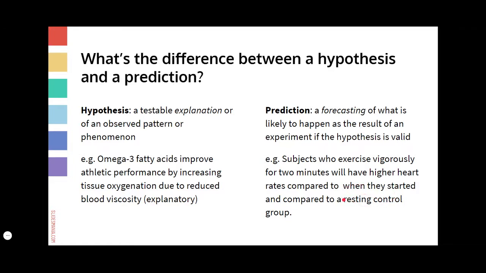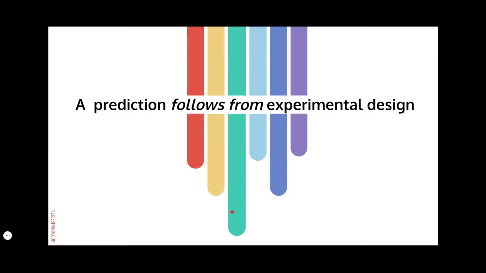So let's look at these two things, hypothesis and prediction, in our examples from previously. So yeah, a prediction follows from experimental design. We cannot make a prediction if we don't know what our experiment is.